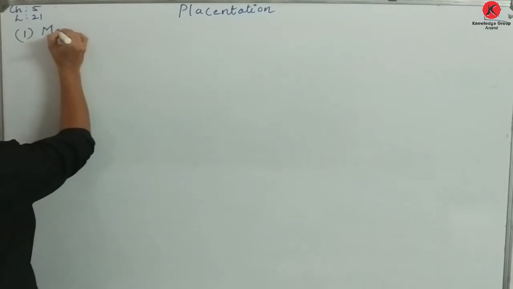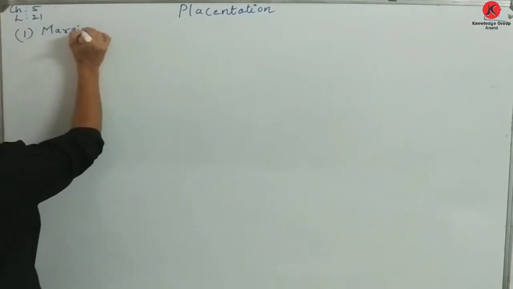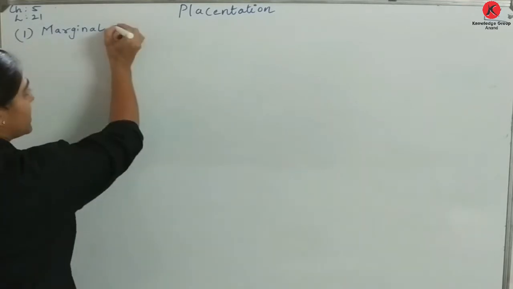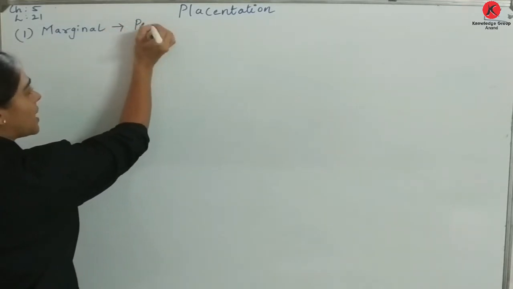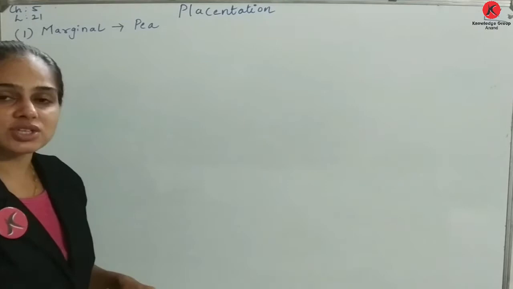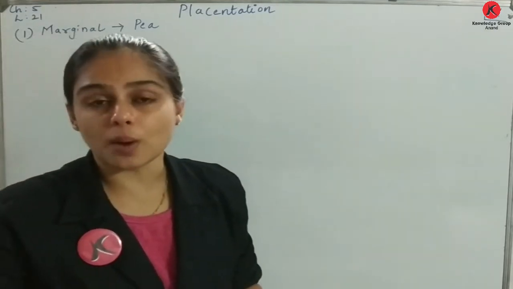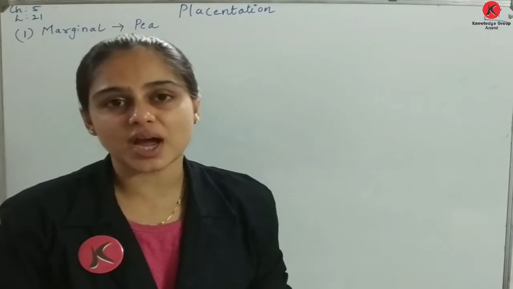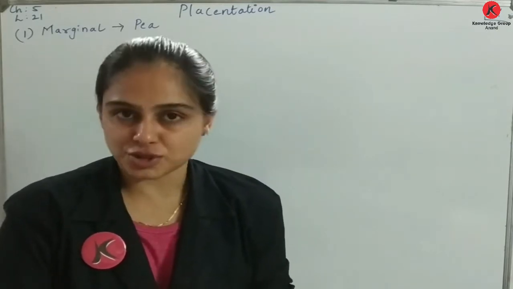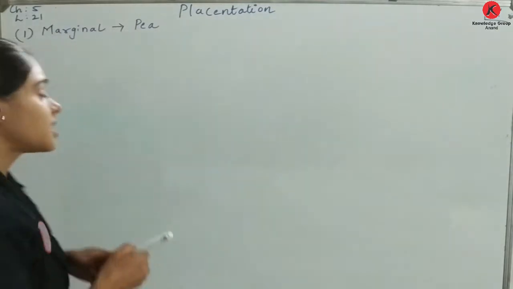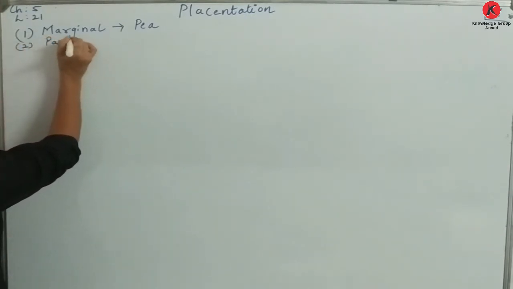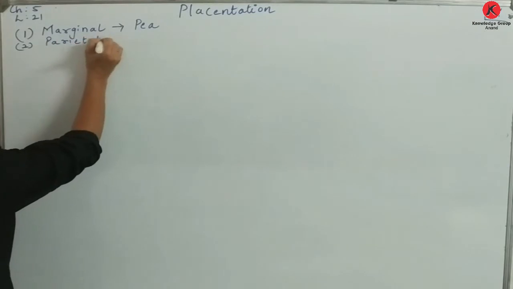That is your number one. Which one did we study? That is your marginal placentation. What example did we study? The example is pea, which is given in our NCERT textbook. Apart from this, I told you about acacia as well as larkspur. Am I clear? Yes. Then the second one which we have done is parietal placentation.